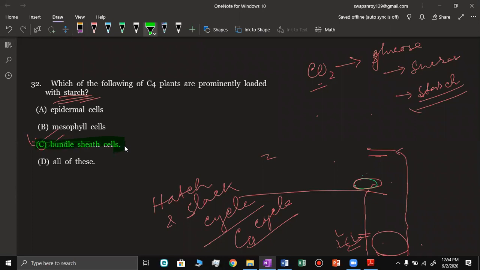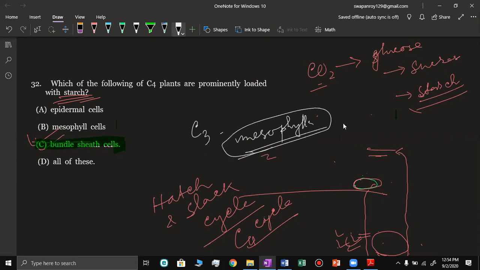Not in the mesophyll cell. But in the case of a C3 plant, the mesophyll cells will have more accumulation of starch, but in C4 it is the bundle sheath cell.